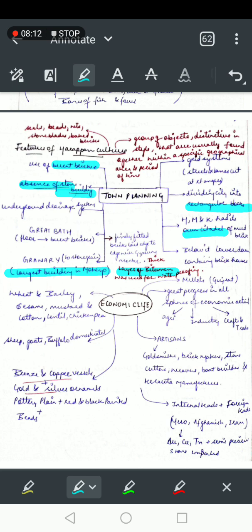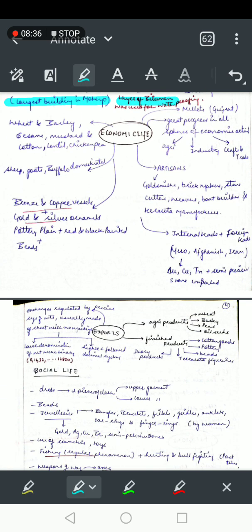This whole town was divided into two parts, the left part and the right part. The left part was quite raised, it was the citadel, and in the right part there were the residential buildings of the common people. In the left part, the raised part, the citadel, there were important buildings like the granary, great bath, etc.